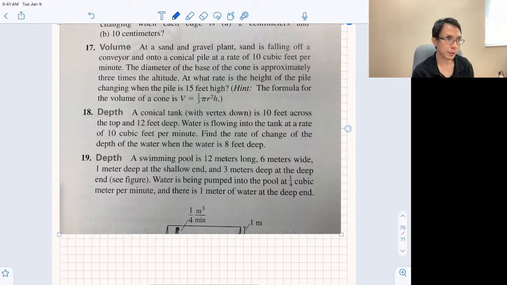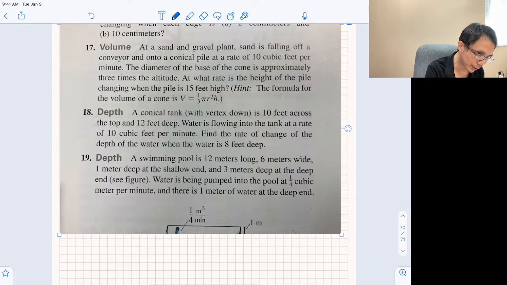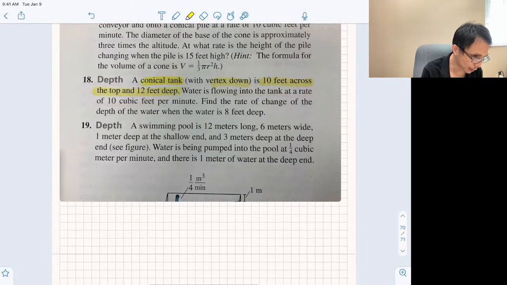Okay, so when I look at this question, I'm going to break down the information. It's a conical tank. They told me what kind of shape it is, and that the vertex is down. Those are the things that help me draw. And 10 feet across the top and 12 feet deep. Those are the pieces of information I'm going to draw.